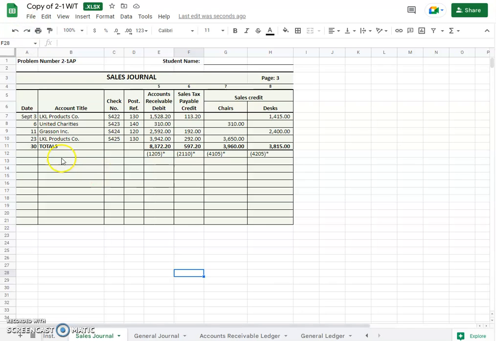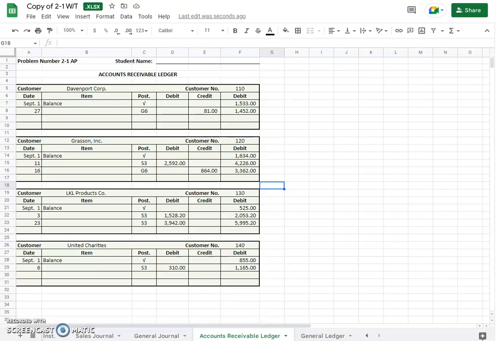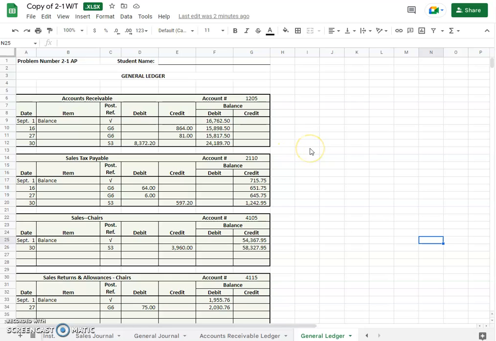Okay, so here is how your sales journal should look with all of these posting references down here for your columns. You know, just post once instead of posting each individual transaction for those special columns. Here's how your general journal should look at the end. No changes there. Final balances and accounts receivable. And finally, your general ledger.